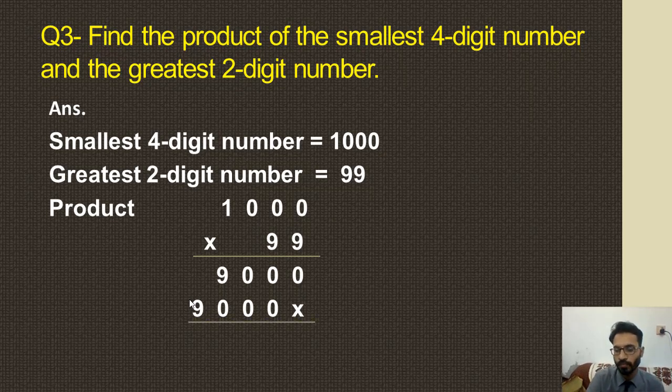After that, we add them. 0 plus 0, 0, 0 plus 0, 0, 0 plus 0, 0, 9 plus 0, 9, and 9 as it is. So when we multiply the smallest 4-digit number with the greatest 2-digit number, we will get 99,000.